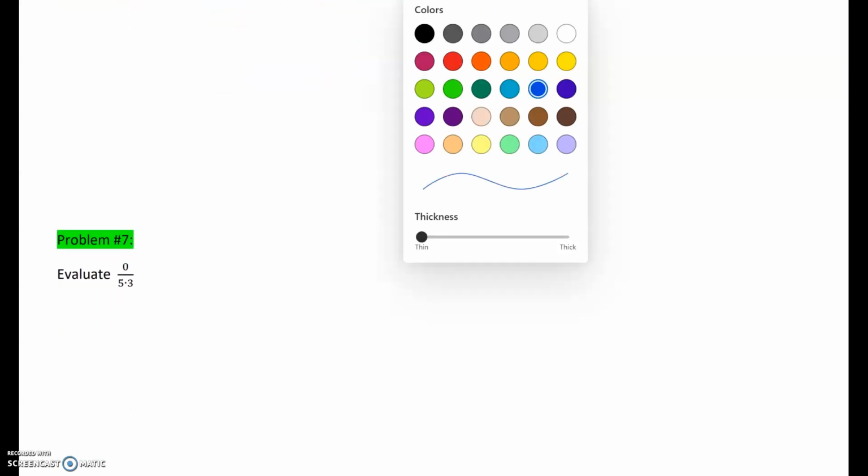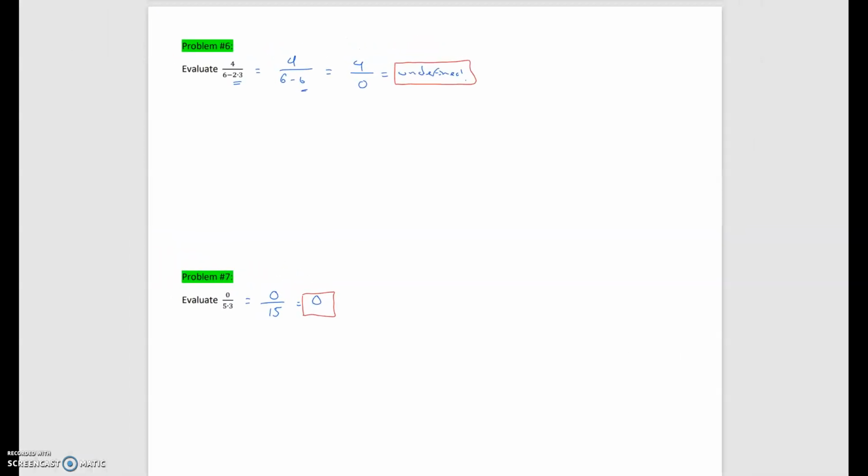Let's take a look at 7. On 7, we have to be careful. You technically have 0 over the value of 15. 0 divided by any number is automatically 0. And then take note of the last two problems. These will be showing up often. You're not allowed to divide by 0. That's automatically undefined, which is this one. And then 0 divided by any number is automatically 0. That's actually it for these problems.